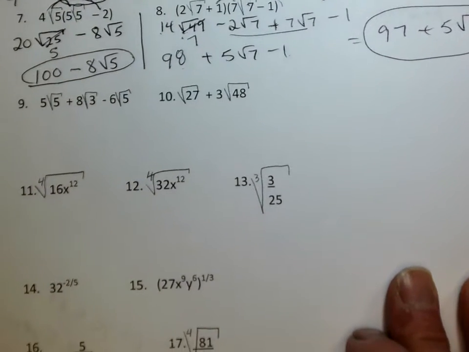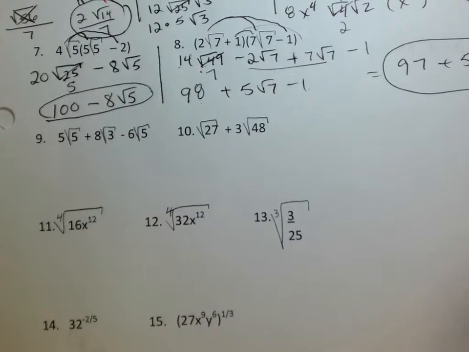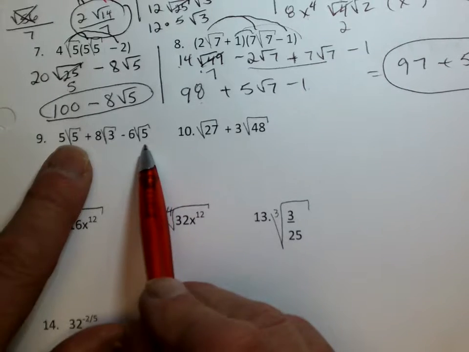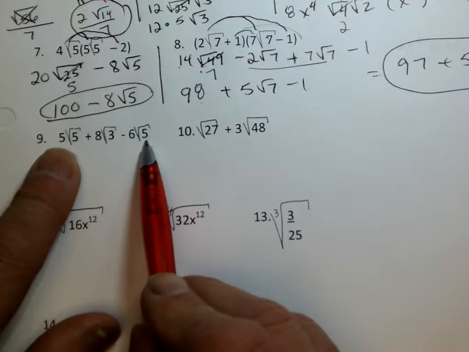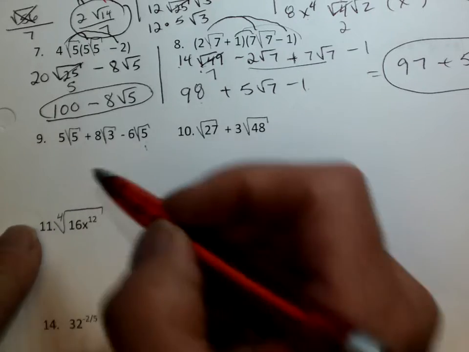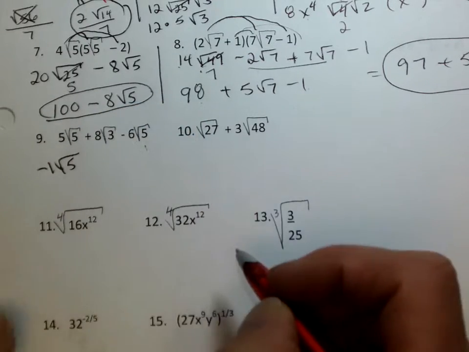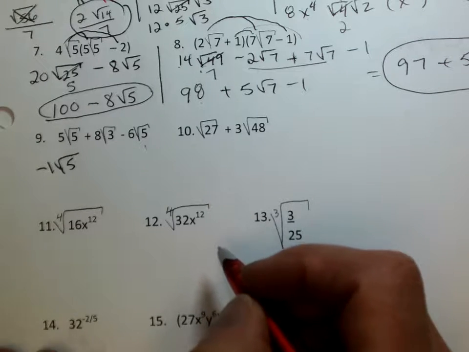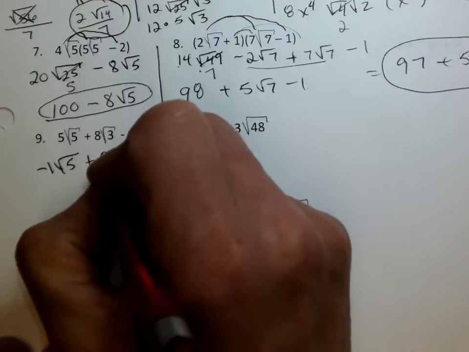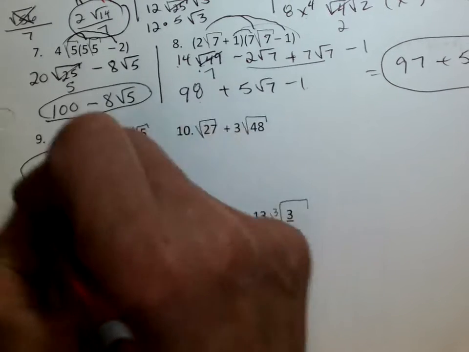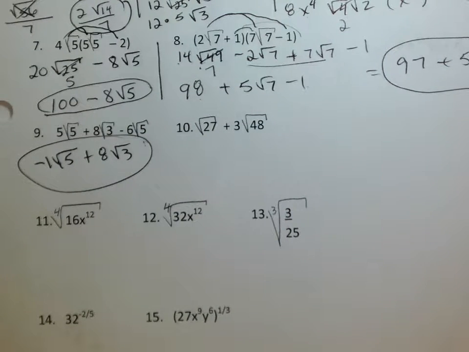Okay, number 9. So this one's actually pretty easy. If they're the same, add them. If they're not, don't. These two are the same, right? So I've got 5 minus 6. 5 of these minus 6 of these makes a negative 1 square roots of 5. And then there are no other square roots of 3, so I'll just go plus 8 square roots of 3. And that's it. I can't add them or subtract them unless they're the same, and they're not.